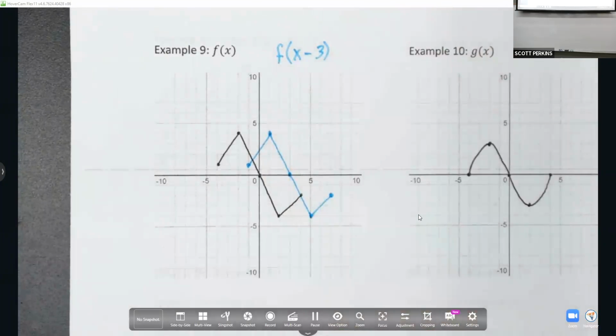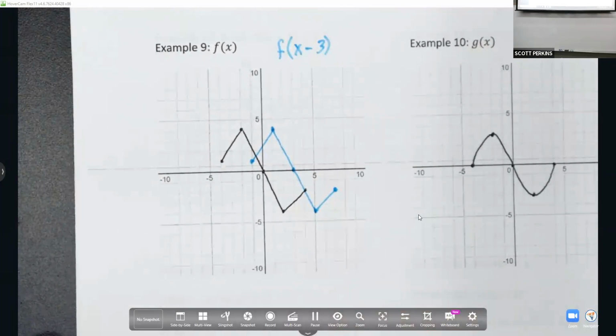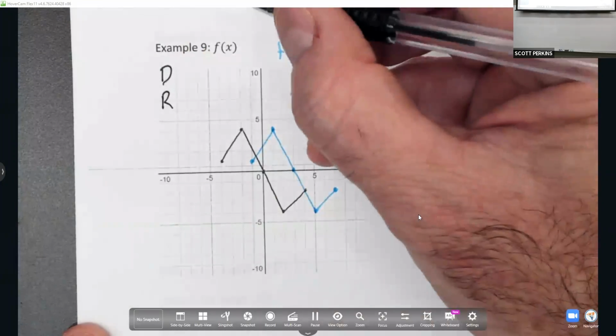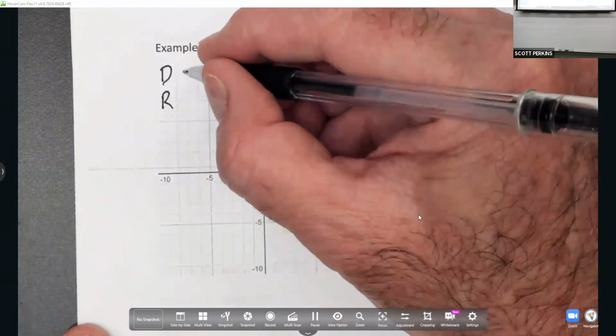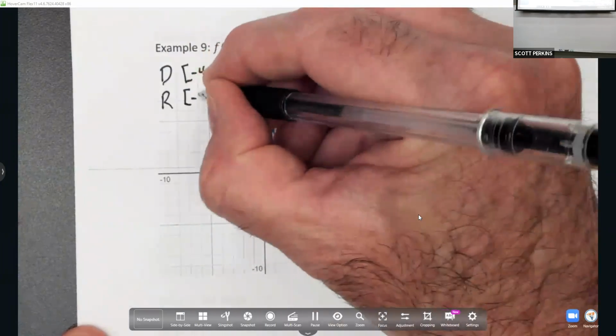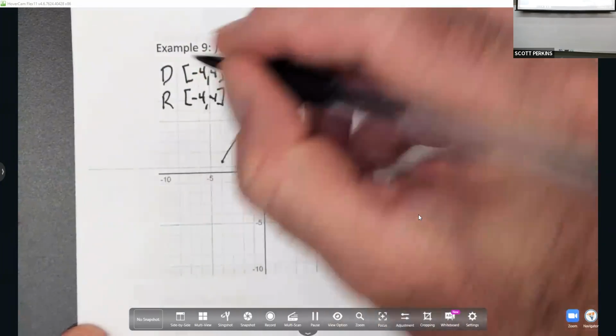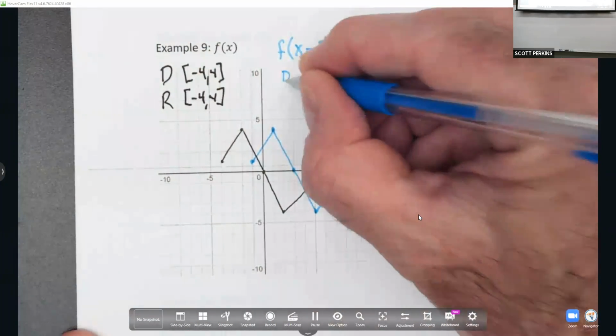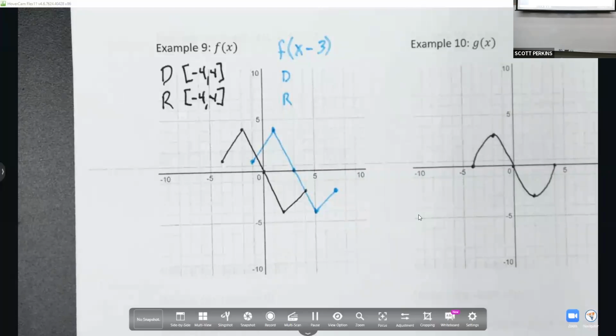Boom. There it is. We saw earlier, I'm not going to make you reproduce this, you can look back on the earlier graph that the domain of the original graph was -4 to 4. The range of the original graph was -4 to 4. I'm just carrying that over from the previous page. And now the domain and the range of the new graph.